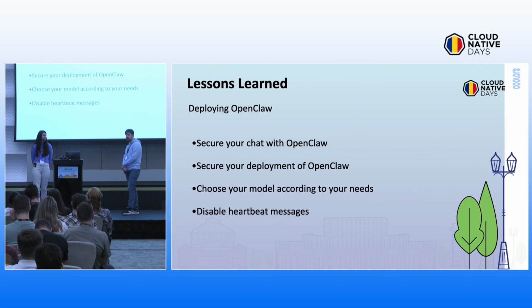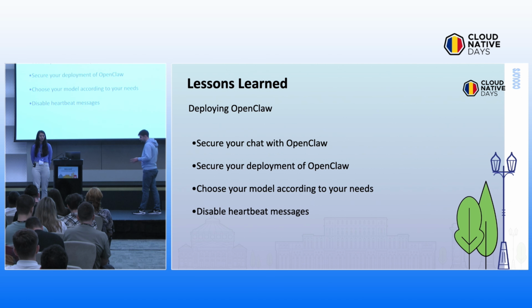The first one is secure your chat with OpenClaw, obviously. You need a private chat room with it. You need only a set of allow-listed personnel who are able to talk to it. It shouldn't be able to be DM'd in any way, and it should only respond when it's specifically tagged.